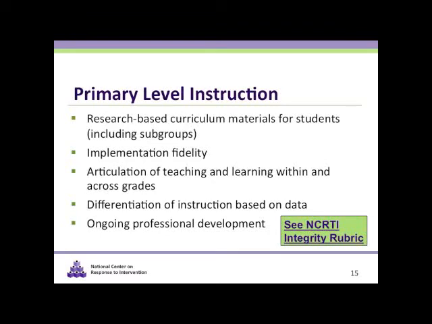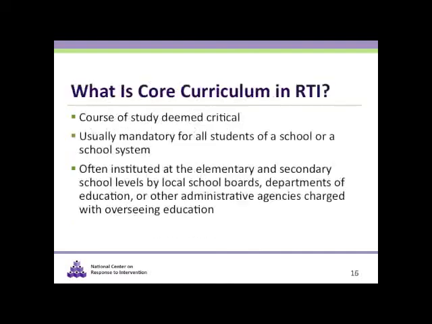In most or all cases, teachers differentiate instruction using students' assessment data to identify student needs, and school-based professional development is institutionalized and structured so that all teachers continuously examine, reflect on, and improve instructional practice. And there's more information about this in the Center's Integrity rubric.